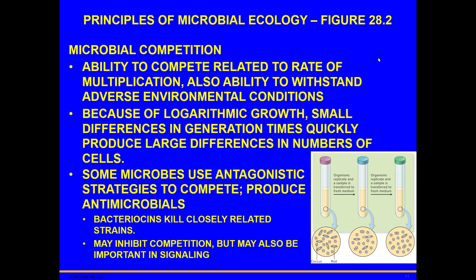Now, of course, some microbes also use antagonistic strategies to compete. They produce antimicrobials. Bacteriocins kill closely related strains. They may also inhibit competition, but they may also be important in signaling. This is where we get into quorum sensing. You get a bunch of cells that have the same signal, and when you have a certain population and a certain concentration of that signaling present in the medium, they start making a biofilm.